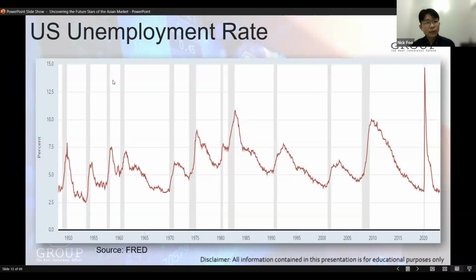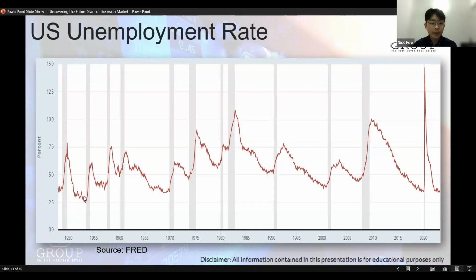Now we are looking at the U.S. unemployment rate, ladies and gentlemen. Some people might ask me, "Hey, Nick, you say the economy is going to recession, but when we look at the unemployment rate, it is low." But I'm going to show you this chart, ladies and gentlemen, since 1950.